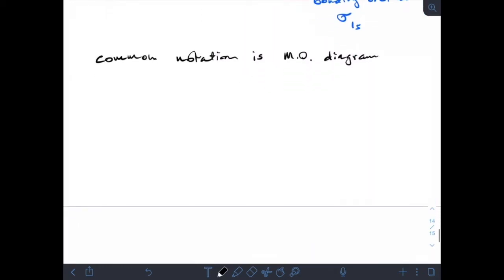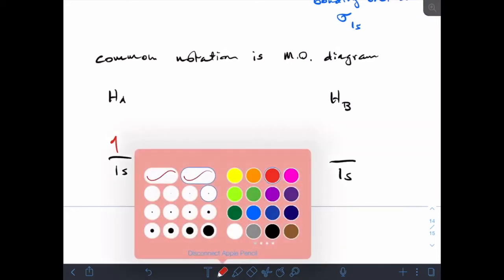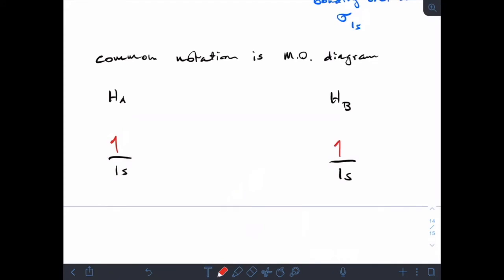Okay, and the way I'm going to do this is I'm going to take, on one side, my hydrogen A and show that it has a 1s orbital with a single electron in it. And then on the far side, I've got my other hydrogen atom, my hydrogen B, and we'll say that it also has a 1s orbital with a single electron. Now between them, in the center, I'm going to show my sigma 1s and my sigma star 1s. So in here, I'm going to make these blue so that they're a little different.